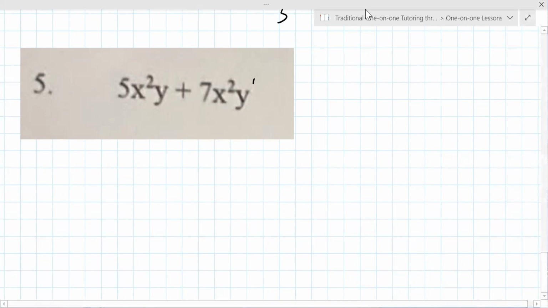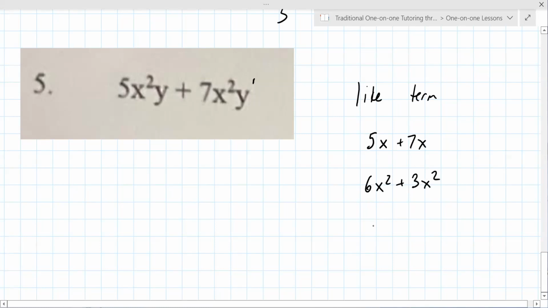Fantastic. Okay. So a like term has to have the same exponents. Like we've already looked at something like 5x plus 7x. Those are like terms. Or 6x squared plus 3x squared. Those are like terms. But it's also the case that if you have 3xy plus 6xy, these are also like terms because they have the same variable to the same power in both. So in this problem, these are both like terms. They have the same power, x to the power of 2, and y to the power of 1, but they have to be exactly the same.